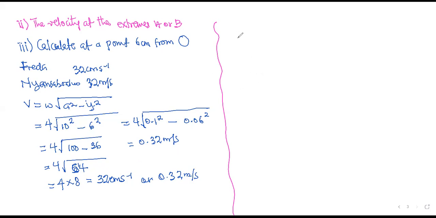Now, you see, we plotted a displacement graph for one cycle. We can also plot a velocity graph for one cycle. And let's quickly do that.